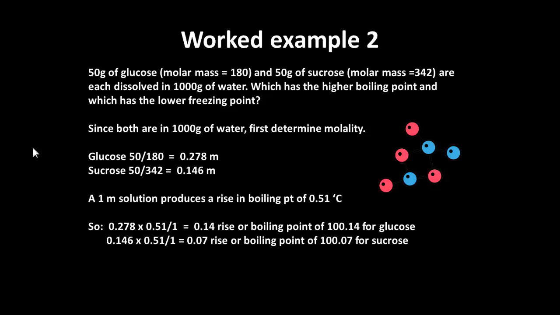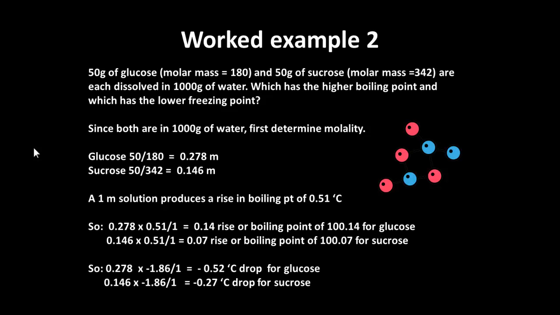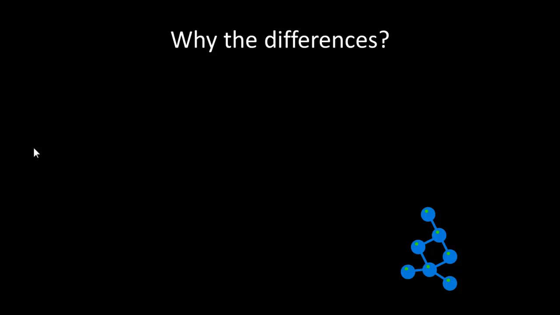Well, you can see that the highest boiling point would be for the glucose, and we can relate that to the fact that the glucose solution was 0.278 m, so its molality was higher than that for the sucrose. A similar thing would happen, of course, for freezing point. The glucose would freeze at minus 0.52 degrees Celsius, and for the sucrose it will be minus 0.27 degrees Celsius.